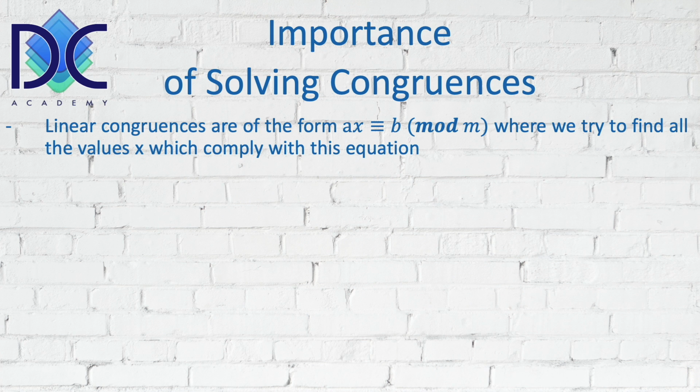A linear congruence is a congruence of the form ax ≡ b (mod m), where we try to find all the values of x that comply with this equation. So basically x is the variable, and we know that m divides b − ax. So we have to find those elements.